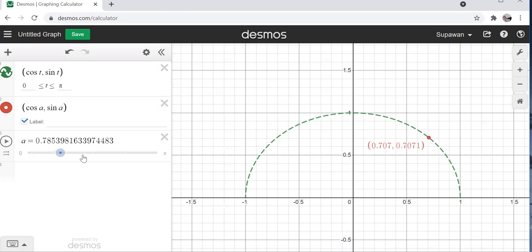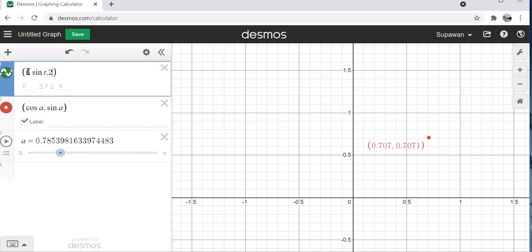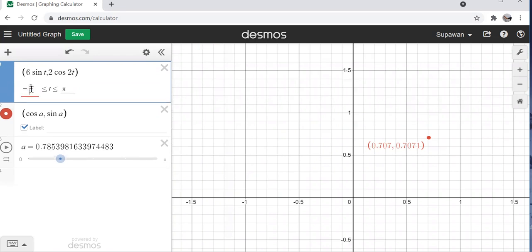Next is the graph of the fourth example. The x is 6 multiplied by sine of t, and the y is 2 times cosine of 2t. And t is from negative pi over 2 to positive pi over 2.